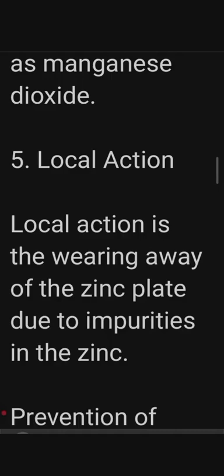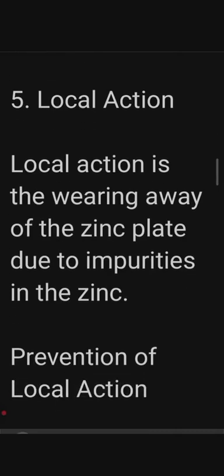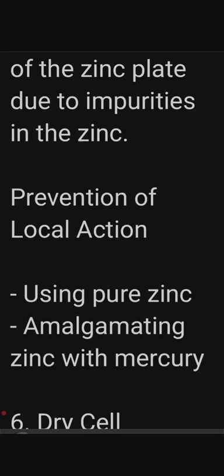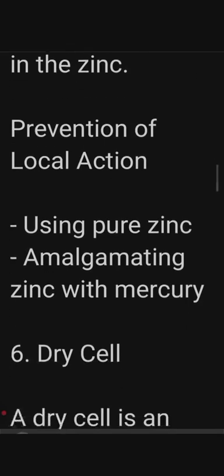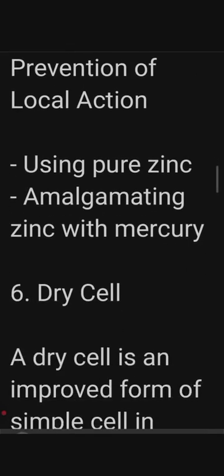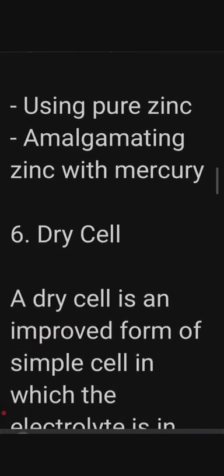Local action. Local action is the wearing away of the zinc plate due to impurities in the zinc. As you continue to use the cell, the electrolyte will be eating up the zinc. Prevention of local action. Using pure zinc and then amalgamating zinc with mercury can prevent local action.